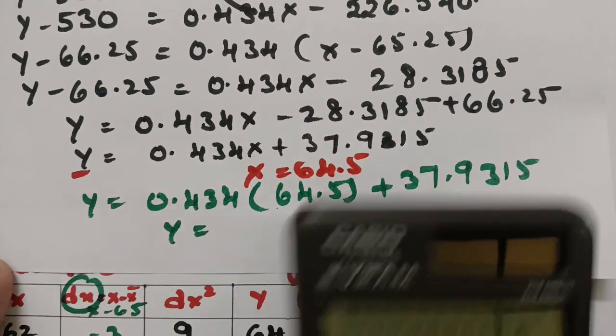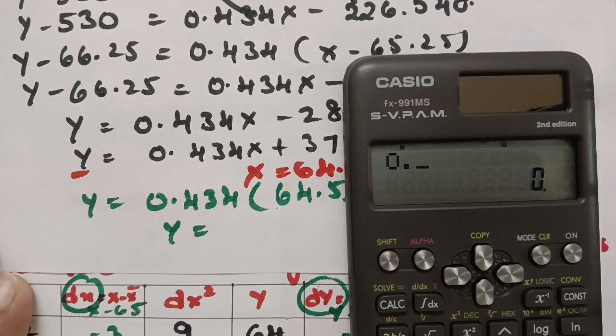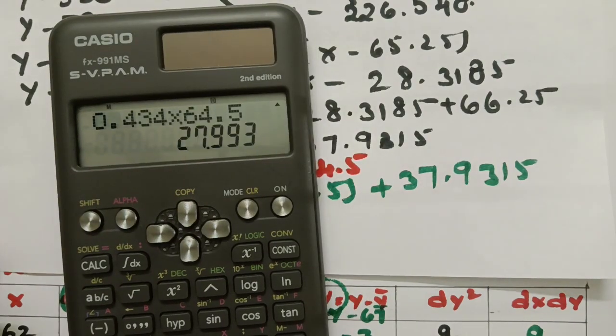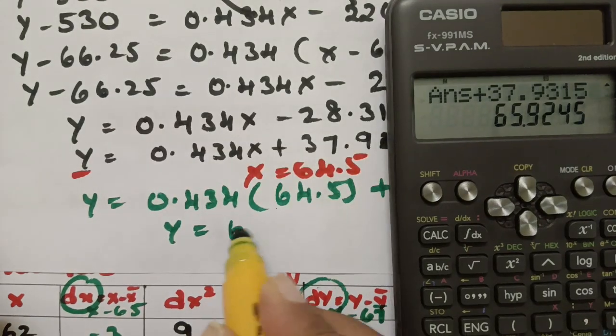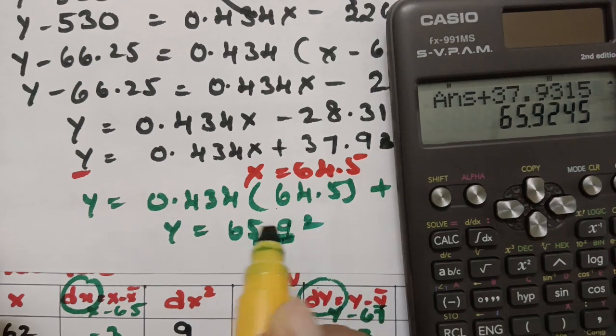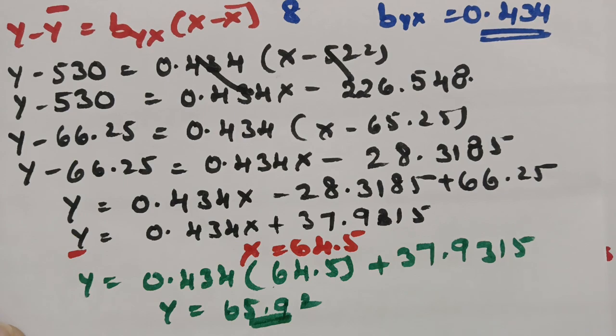Then what will be the y value? So let me show you this one. That is 0.434 into 64.5. The value is this plus 37.9315. The value here is 65.92. This is the value from the textbook also.